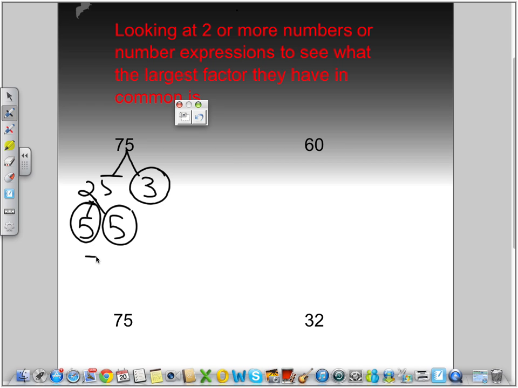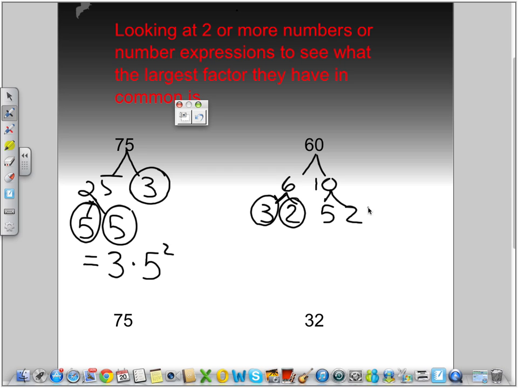So for the prime factorization of 75, I get 3 times 5 squared. For the prime factorization of 60, I get 2 squared times 3 times 5. Now, when I'm looking at both of these numbers in their most basic form, I can see what they're made up of. So if this is what they're made up of, then what do they have in common? What goes into both of these numbers?